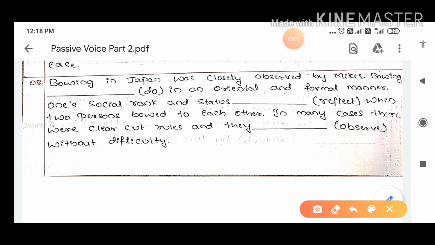One's social rank is a singular, and status is a singular. Two singulars are joined together by a conjunction called as and.